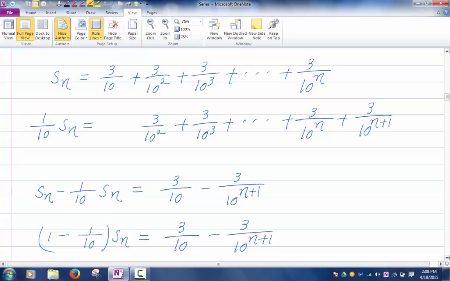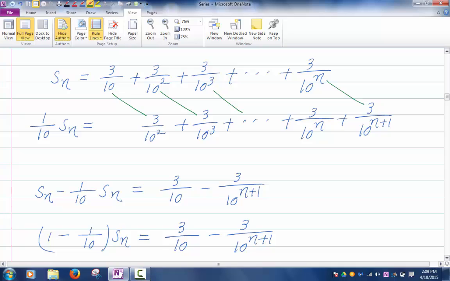3 over 10 squared. If you multiply 3 over 10 squared by 1/10, you get what? 3 over 10 cubed. So if you multiply 3 over 10 by 1/10, you get 3 over 10 squared. If you multiply 3 over 10 squared by 1/10, you get 3 over 10 cubed. What are you going to get next? 3 over 10 to the 4. When you multiply the last term by 1/10, you get 3 over 10 to the n plus 1.